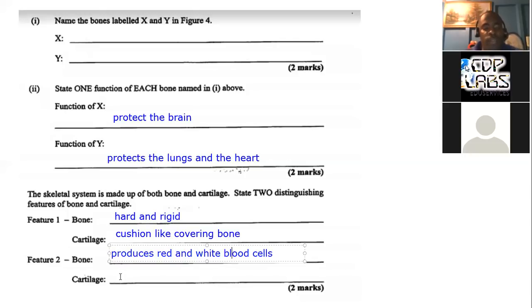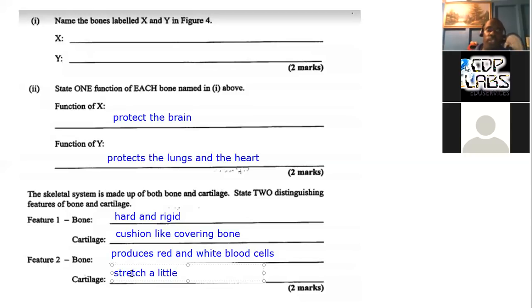Yes, sir. What about cartilage now? It can stretch a little. You can stretch a little, okay. Alright, and the bone cannot stretch. Alright, fine. Or you could say that the cartilage reduces friction in terms of function. Alright? Good.